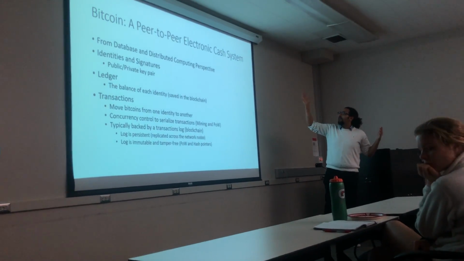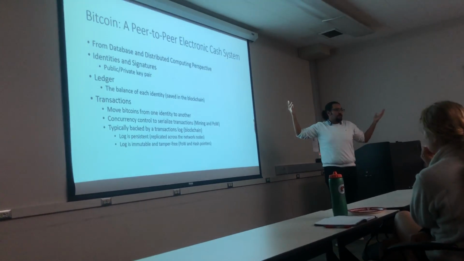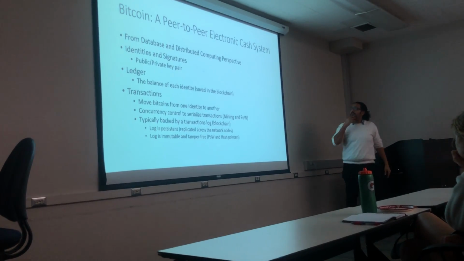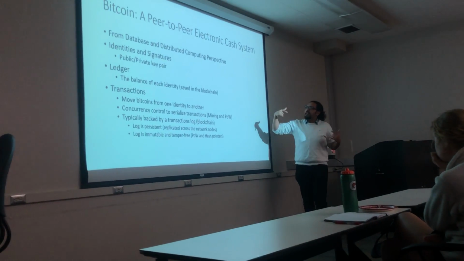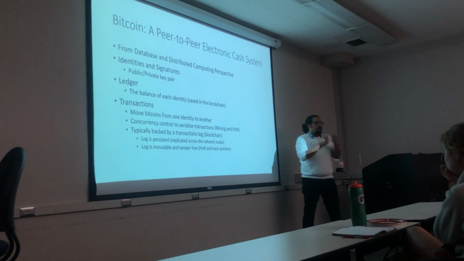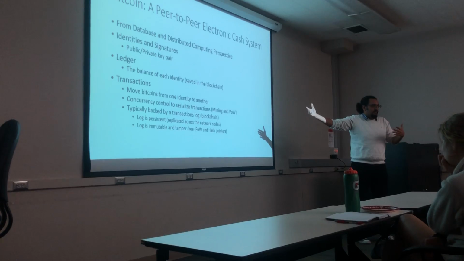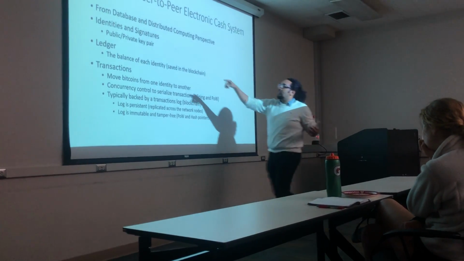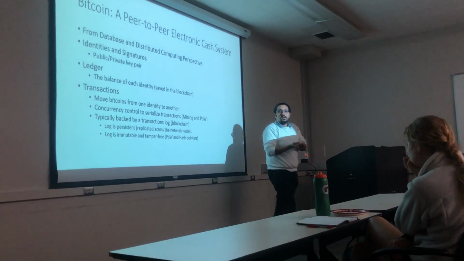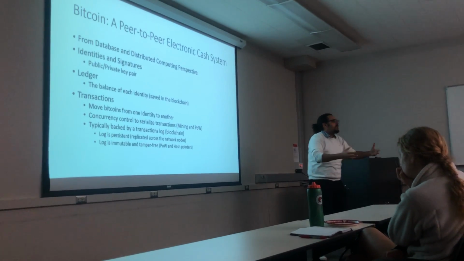So the first paper was published by Satoshi Nakamoto, some person or a group, we don't know, but the title was Bitcoin, a peer-to-peer electronic cash system. And from our perspective in databases, we're going to use also identities and signatures, but instead of using what we call username and password, we're going to use cryptographic methods, public and private key. The way we think about it is that the public key is my identity and the private key is my signature.